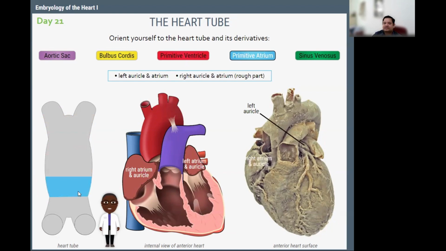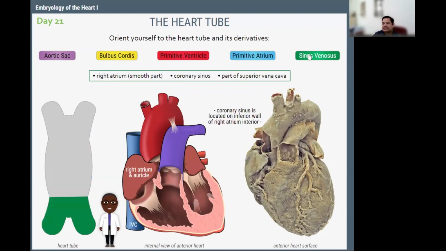Then primitive atrium, the fourth one, it is going to form left auricle and atrium, right auricle and atrium, rough part. So this particular part, which will be the left auricle, you can see the small part behind the great vessels. And here in the diagrammatic representation, you can see right atrium and auricle, left atrium and auricle. This whole thing will be formed by the primitive atrium.